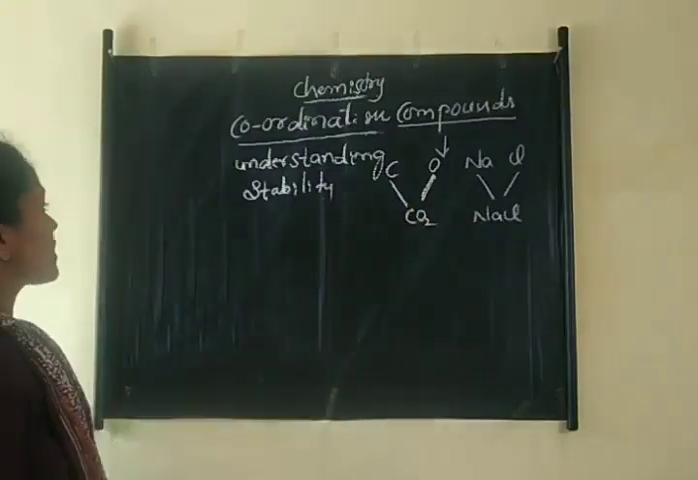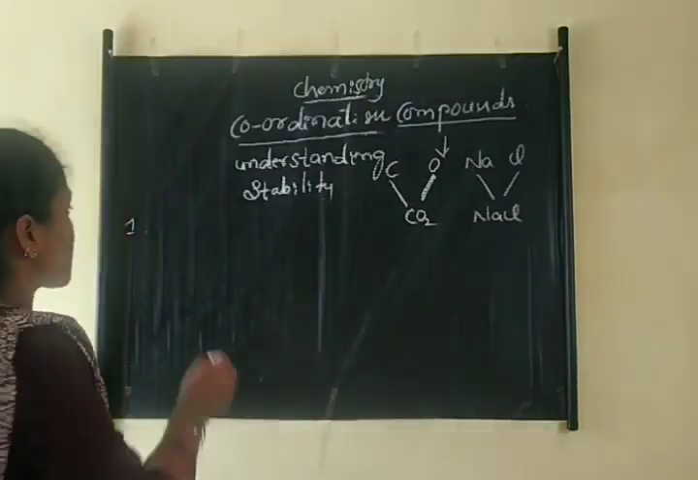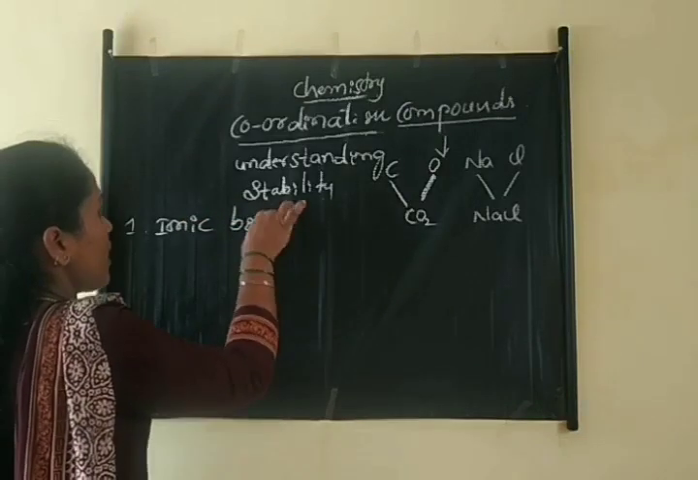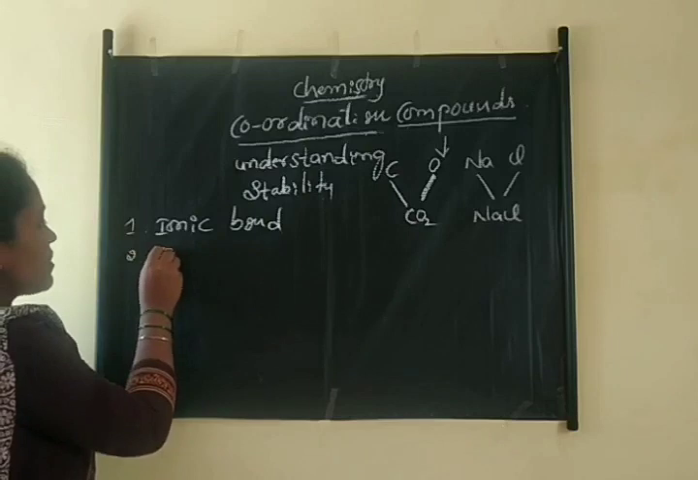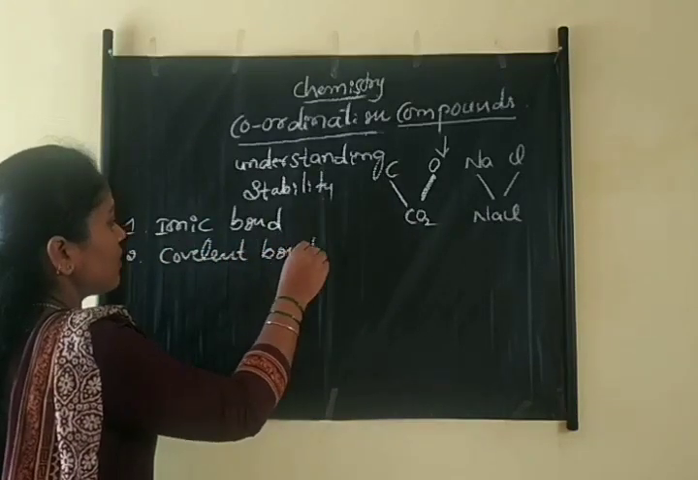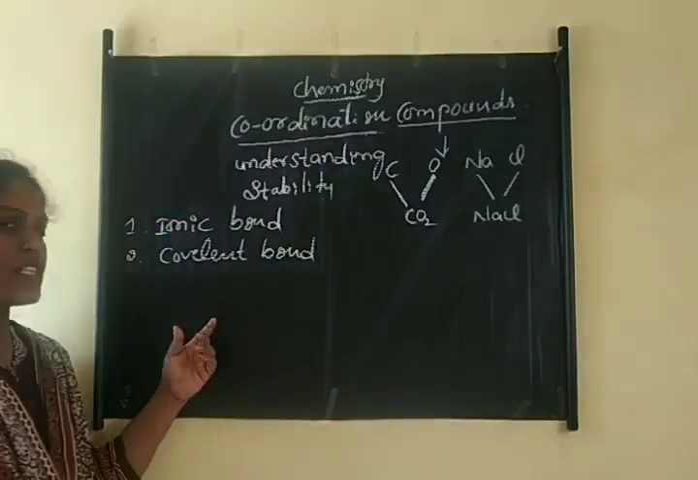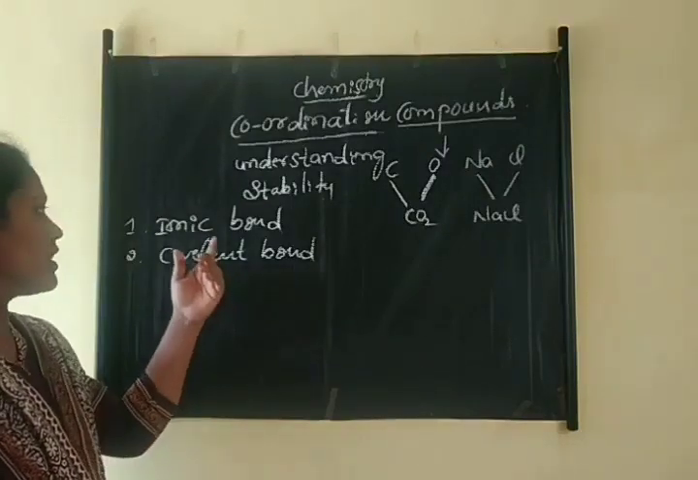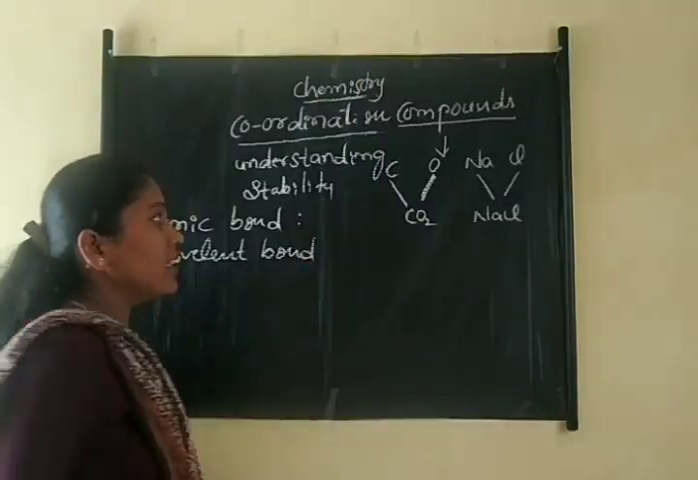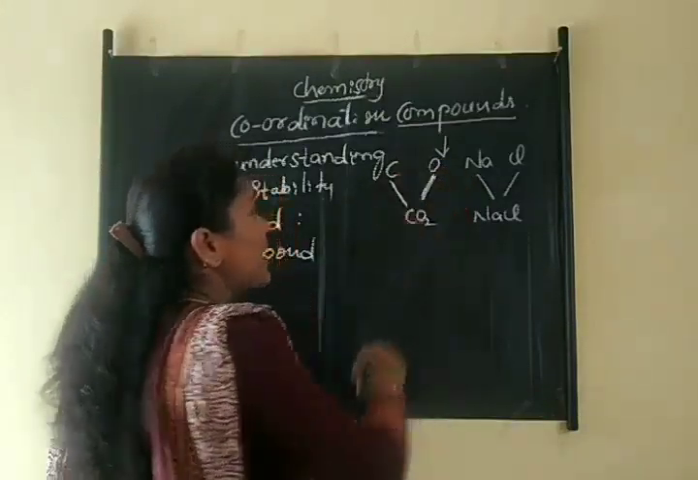Yes. So in the previous classes we already studied about some types of chemical bonds. In that, first one is ionic bond and also covalent bond, isn't it? Yes. But here in the case of coordination compounds, the chemical bond is coordinate bond.